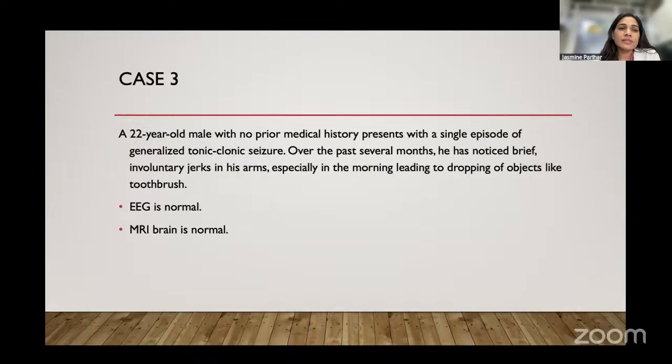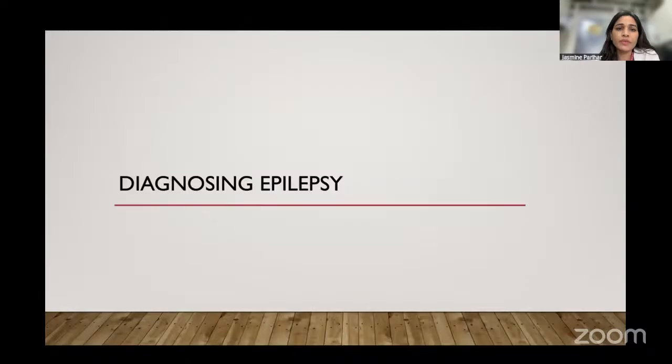Now we have the third scenario, in which a 22-year-old male with no prior medical history presents with a single episode of generalized seizure. Over the past several months, he has noticed brief involuntary myoclonic jerks, which happen mostly in the morning hours, where the patient drops objects like a toothbrush. The EEG done in the interictal period is completely normal, and the MRI brain of this patient is also normal. We'll come back to these scenarios shortly.